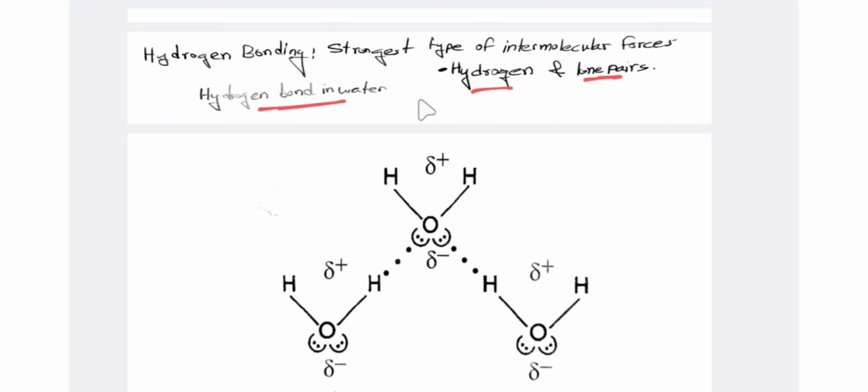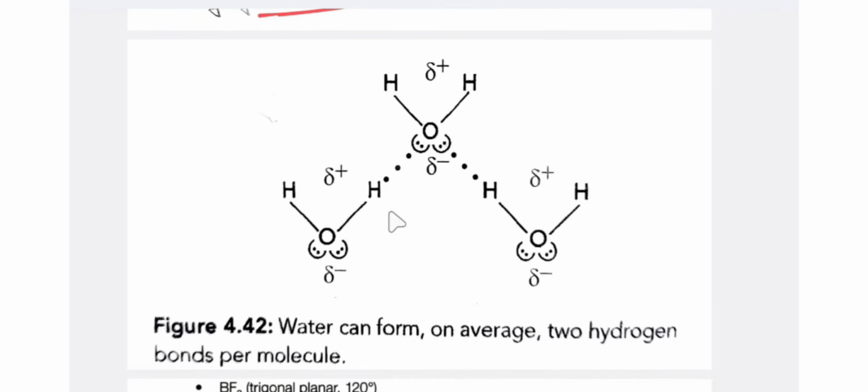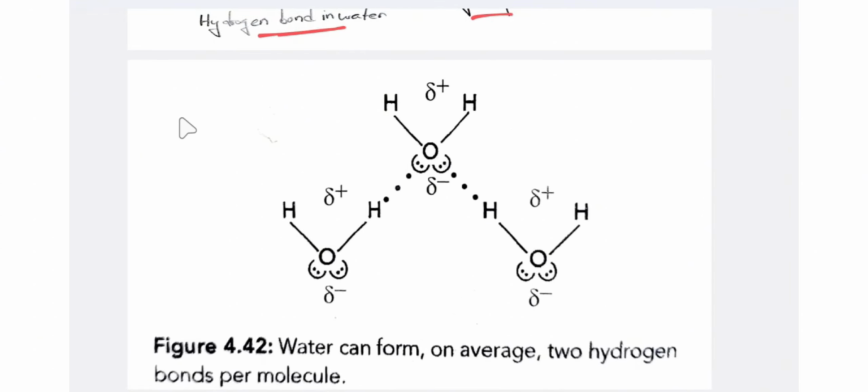So hydrogen bond in water, for example. Here we can see that for water, that is H2O, oxygen has a total of 6 valence electrons. So 1, 2, 3, 4, 5, 6. That means oxygen has 2 lone pairs of electrons. And we know that lone pairs of electrons are the pairs of electrons that are not involved in bonding. So oxygen has 2 lone pairs of electrons.